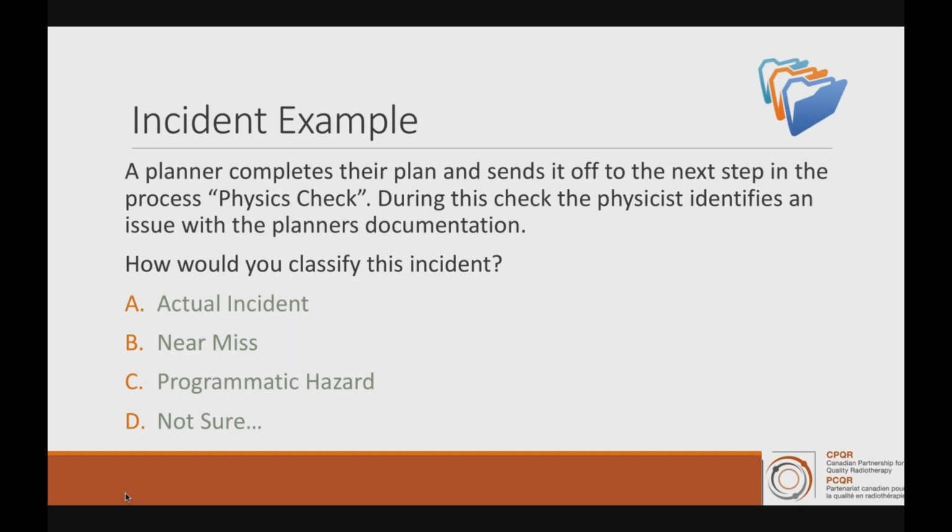The next example, a planner completes their plan and sends it off to the next step in the process, the physics check. During this check, the physicist identifies an issue with the planner's documentation. How would you classify this incident? An actual incident, a near miss, a programmatic hazard, or you're not sure?